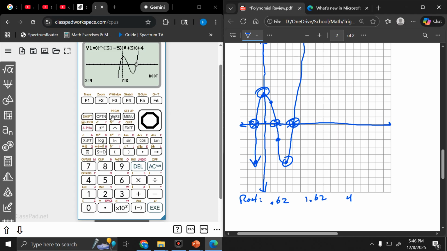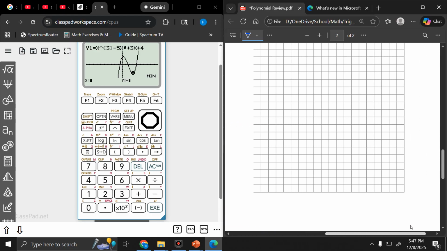All right, now this is a maximum. So Shift, G-solve, max. All right, so my max is this location, 0.33. Now I actually want this y value, and it is a point, so I have a parentheses, comma, 4.48. I don't have any other maxes, so Shift, G-solve, min. All right, there's my minimum. So I have a min at 3, negative 5. So that gives me these, and I'm done with that one.